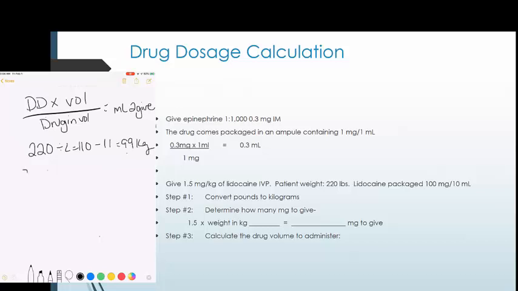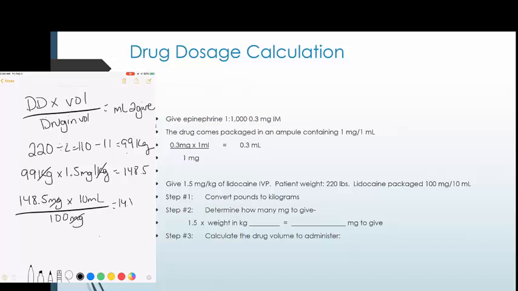So now we're going to have to figure out our actual desired dose. Because remember, our formula is desired dose times volume divided by the drug in that volume. Well, we've got our volume and our drug in that volume, but we don't have our desired dose yet because we can't put in 1.5 milligrams per kilogram. It doesn't work. So we're going to take our kilograms, 99 kilograms, and multiply that times our 1.5 milligrams to get our total drug dosage. So 99 times 1.5 gives you 148.5. So we're going to plug that into our formula. 148.5 times 10 divided by 100, and that's going to give us 14.85 milliliters, which we would round to 14.9 milliliters.